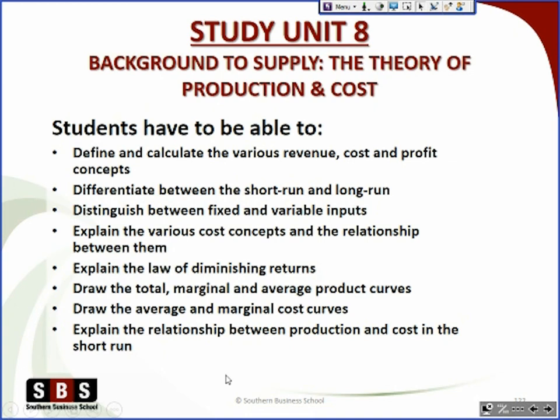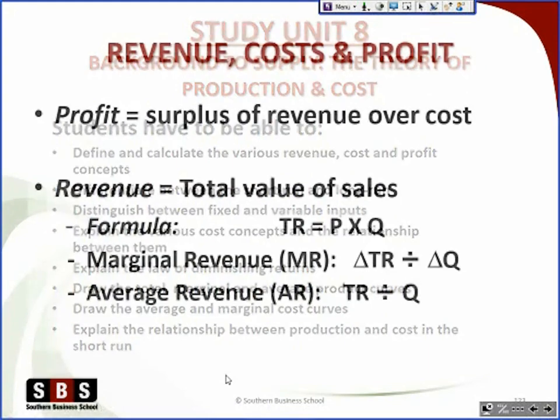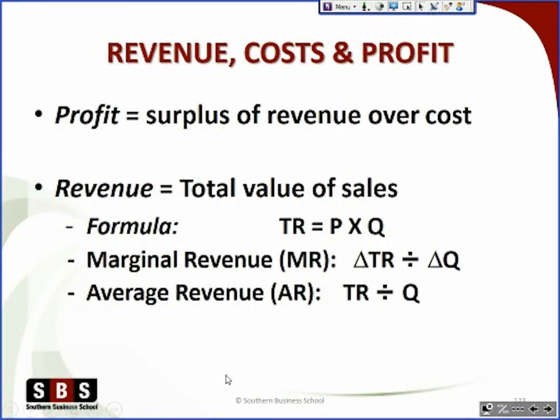Okay, students, this is what you must be able to do. You must be able to differentiate between the short and the long run. It could be short questions. You've got to define certain revenue, cost, and profit concepts. All of these, just make sure that you know them. Profit is simply that, and revenue is simply that. Revenue is the total value of sales, so it's the quantity times the price. That gives you your revenue. And profit is the surplus of revenue over cost.